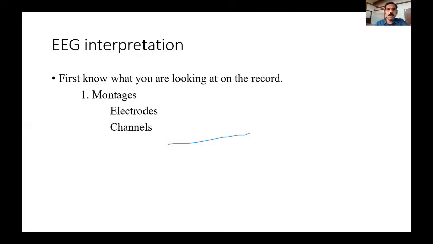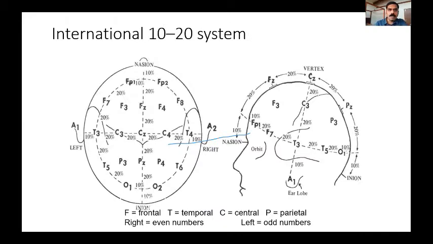Whenever we look at the record, we should know first what we are looking at. We look at the montages in the record. When you look at montages, there are two things: one is electrodes and one is channel. Electrodes are the leads that we place on the scalp, and a pair of electrodes is called a channel. The way we arrange these channels is called montages. And we use the international 10-20 system to place the leads on the scalp.